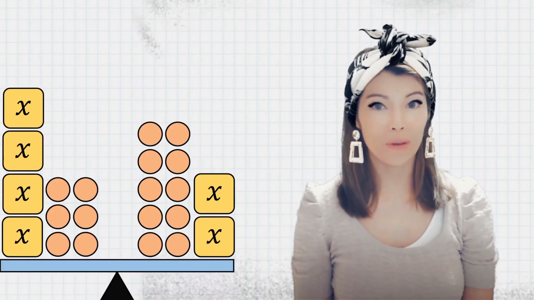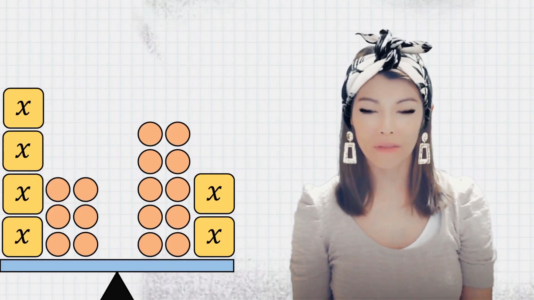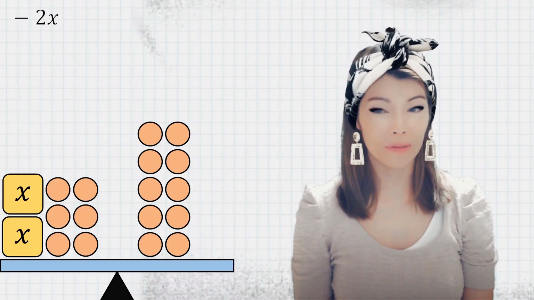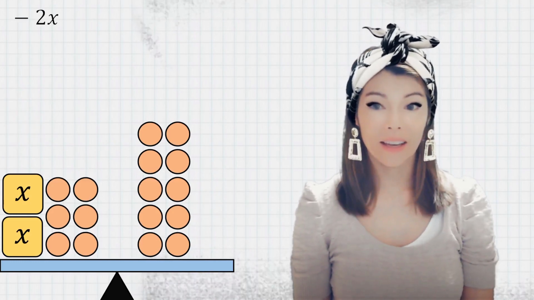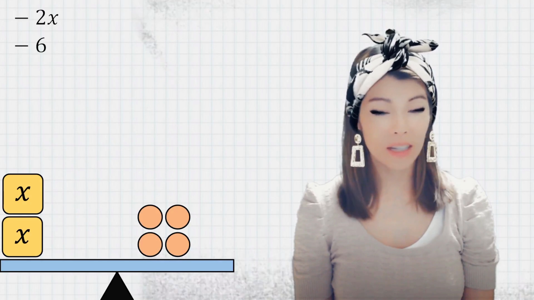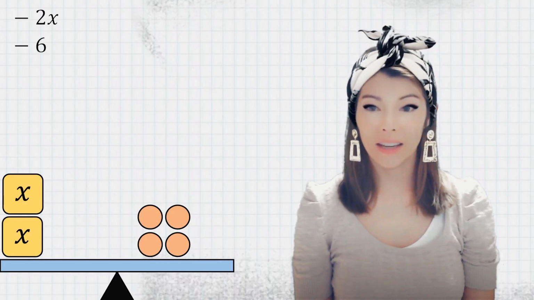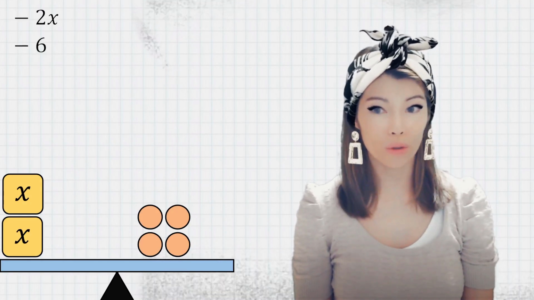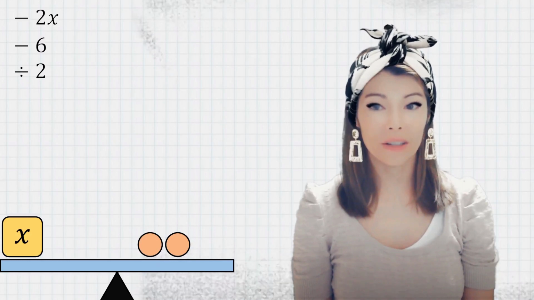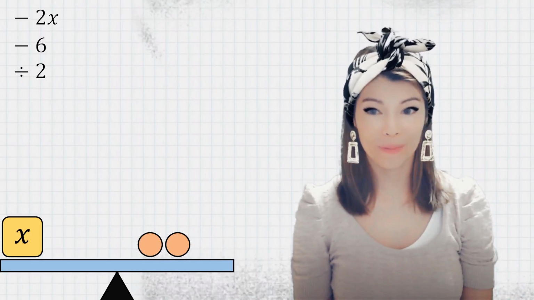So what about this one? We can see that both of them have 2 x's we can get rid of. So we minus 2x. And then we can get rid of 6 from each side. And then we can split it into 2. So now we have x is equal to 2.